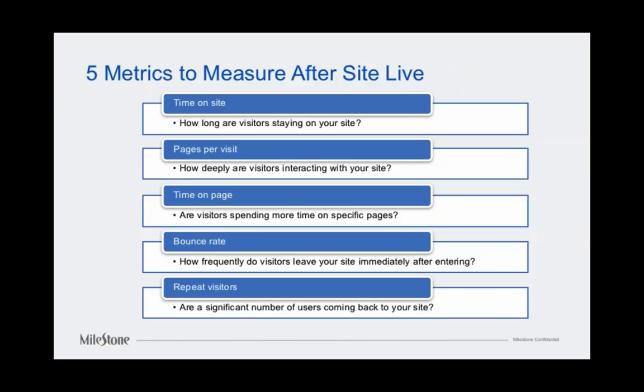Pages per visit looks at the depth at which users interact with your site and can tell you if you need to improve the navigation of your site to ensure that visitors can easily navigate to all relevant pages. Time on page will tell you which of your pages are getting the most engagement from users and which pages need help.